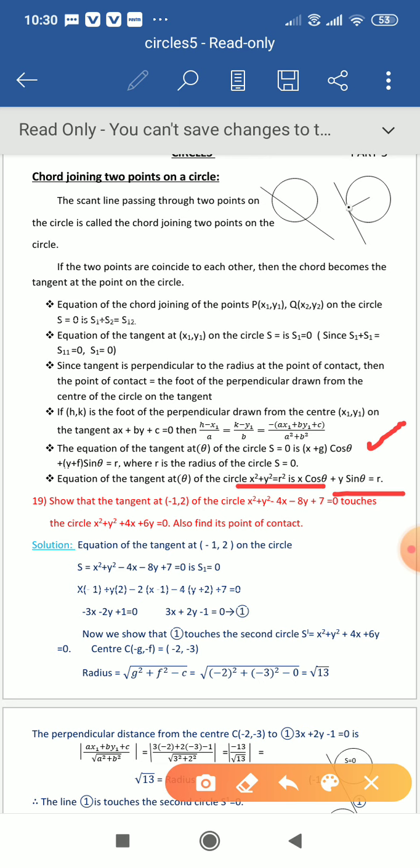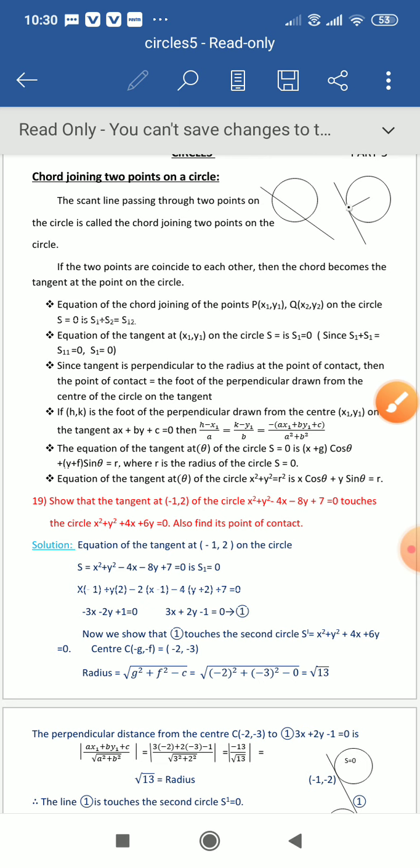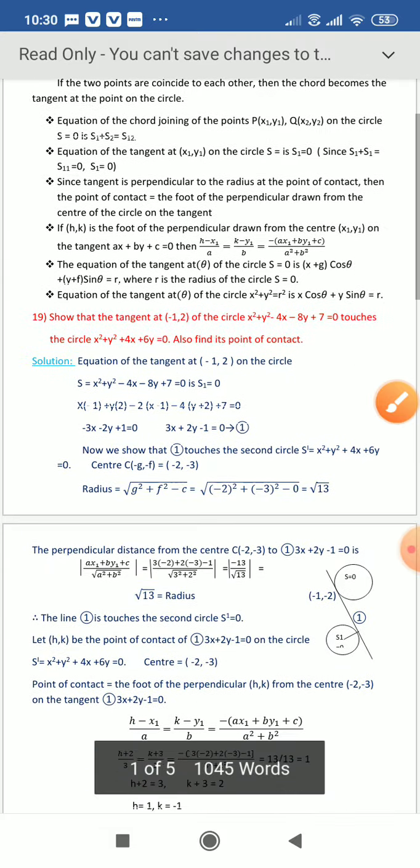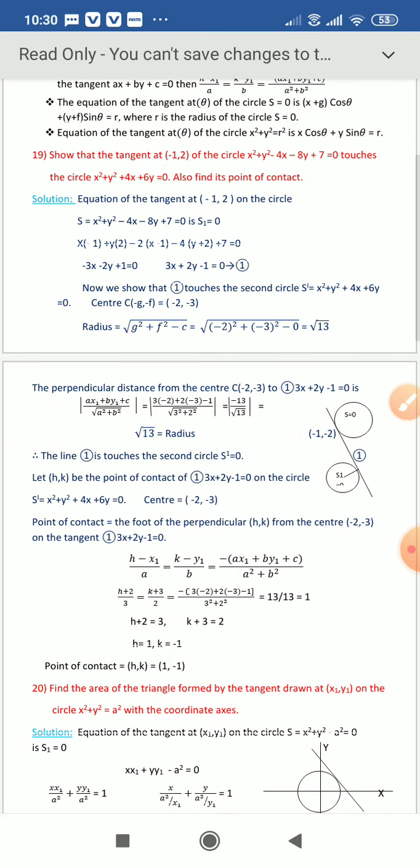Show that the tangent at (-1, 2) of the circle x² + y² - 4x - 8y + 7 = 0 touches the circle x² + y² + 4x + 6y = 0. Also find its point of contact. Here there are two problems in this. First of all, we find the tangent at (-1, 2) of the circle x² + y² - 4x - 8y + 7 = 0. So this is the first circle.